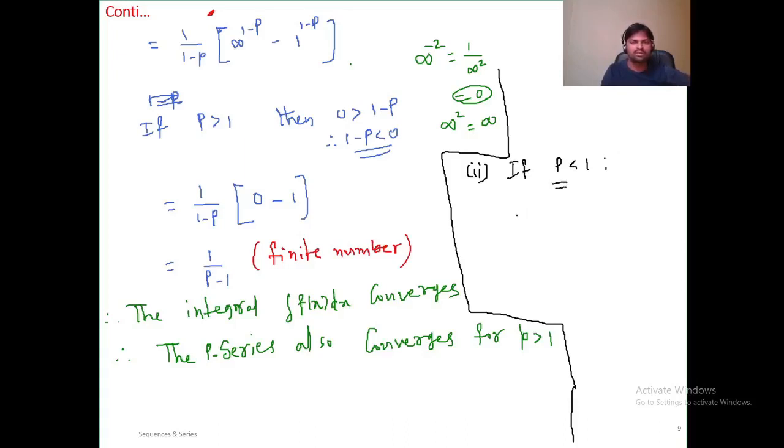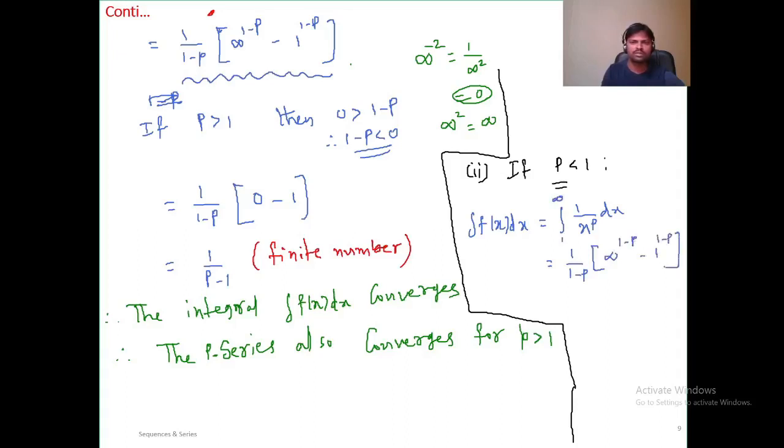Now let us go to the calculations. You find the integral value: integration f of x dx, nothing but integration 1 over x power p dx. If p is less than 1, we already calculated this integral value. Let me write this directly. It is 1 over 1 minus p, from 1 to infinity: infinity power 1 minus p minus 1 power 1 minus p.